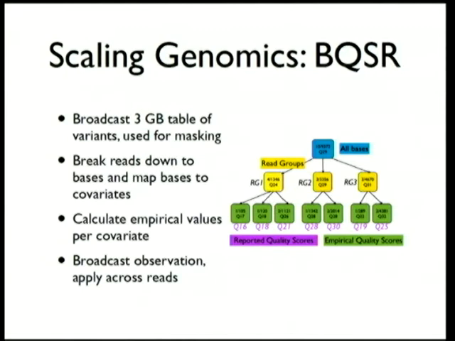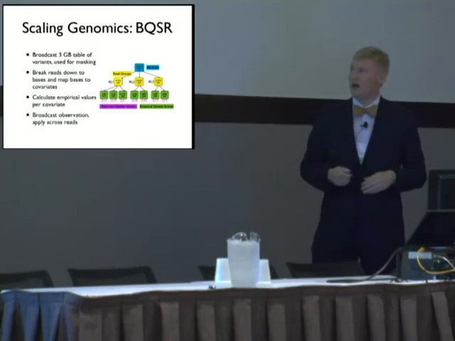Now, talking more from the algorithmic side, one of the big algorithms that we've been looking at is base quality score recalibration, which is featured prominently in the GATK. This is a pretty slow algorithm in the GATK. I think right now they say for a whole genome it takes about 17 hours to do. However, it turns out that this is a very, very easy algorithm to parallelize.